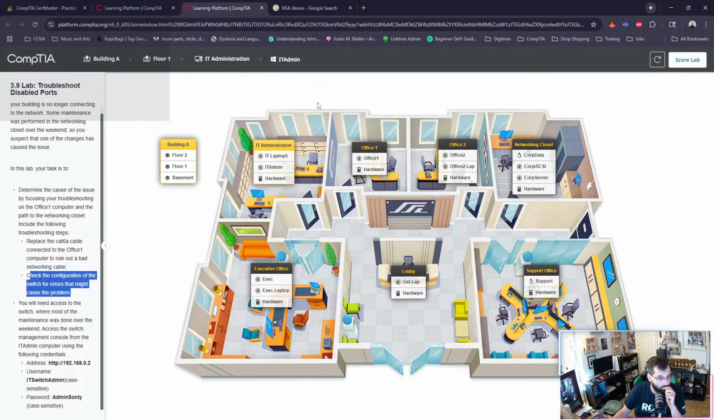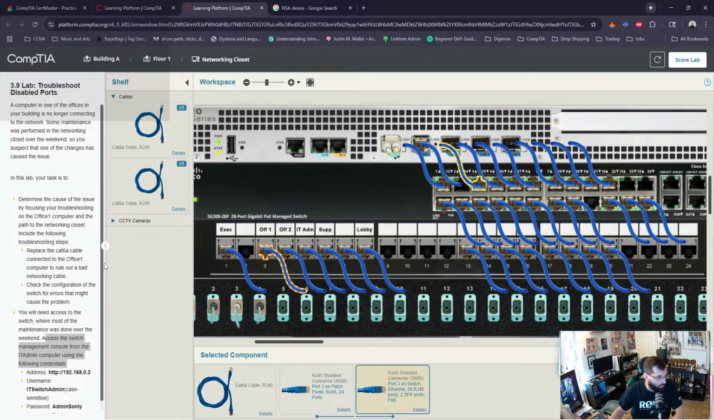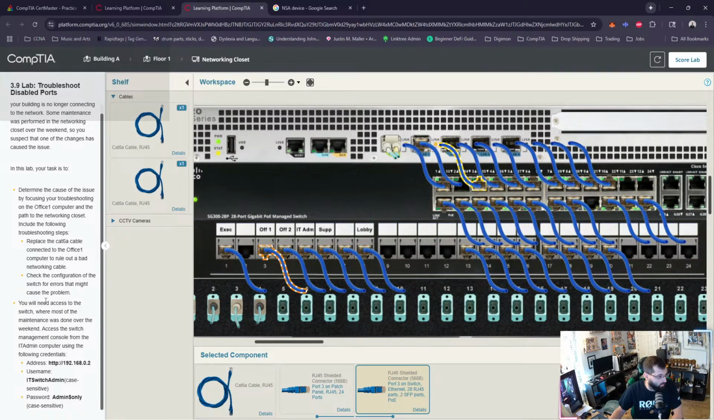Okay, let's go back to the closet just to make sure. This is port 3. So we have port 3 on patch panel RJ24. It's going to port 3 on the switch, Ethernet 28 RJ port to SFP. Okay. Access the switch management console from the IT admin computer using the following credentials. And then I guess check the configuration of the switch for errors.